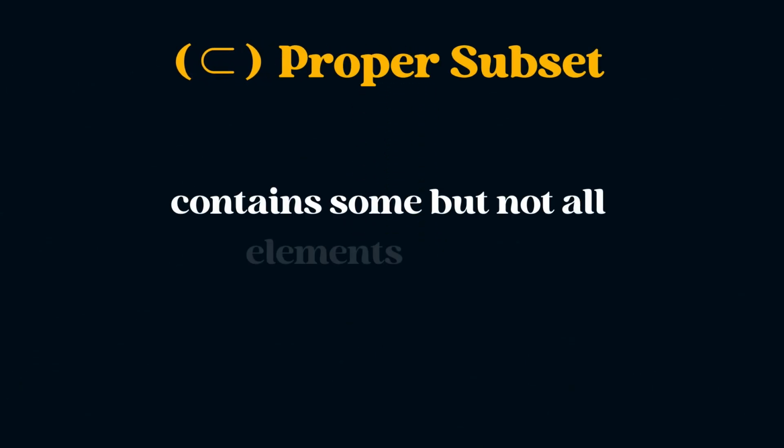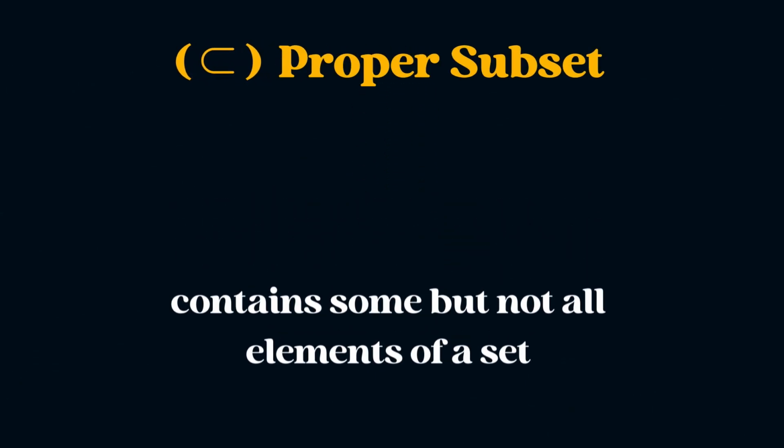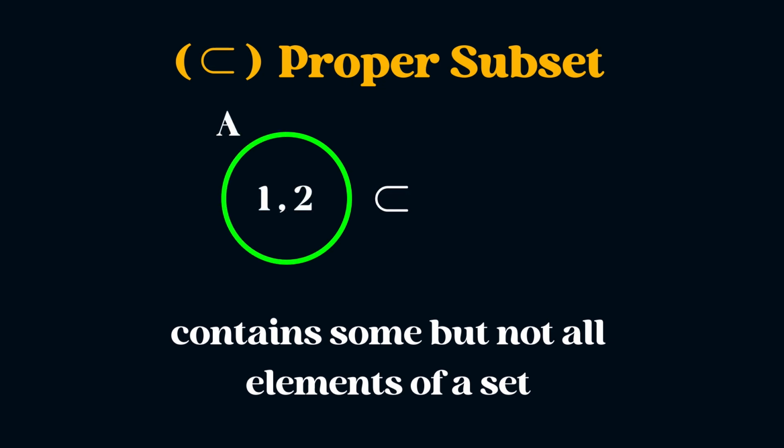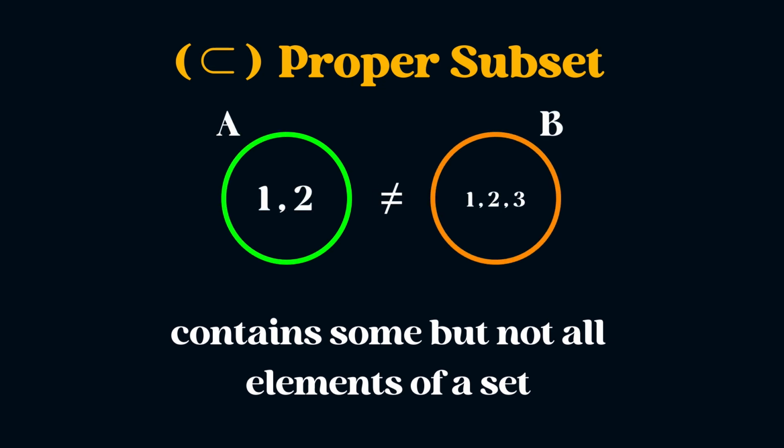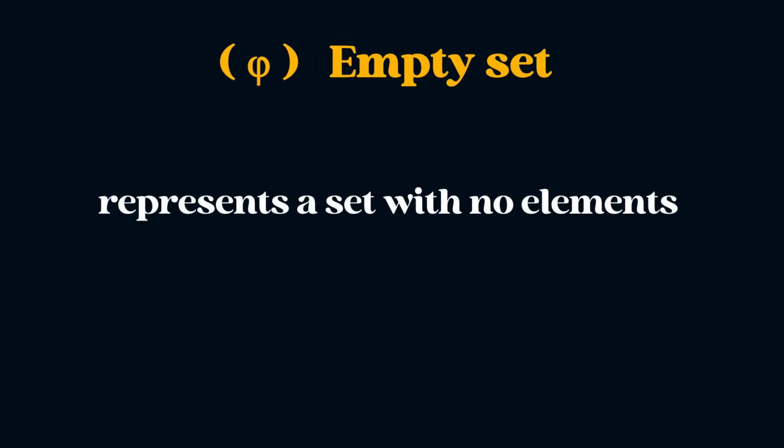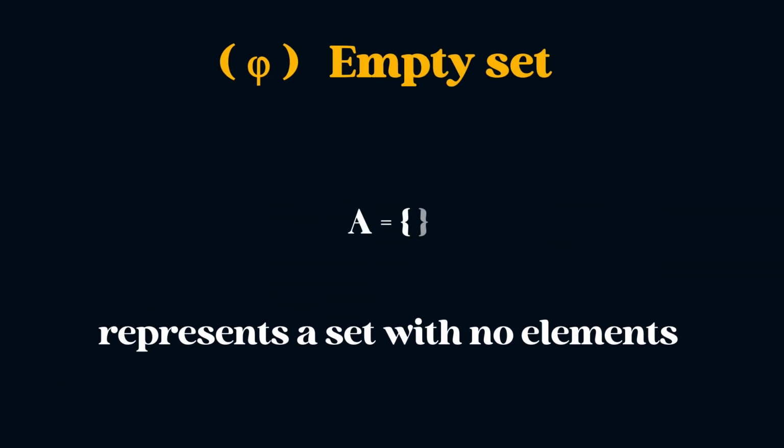25. Proper subset. A proper subset contains some but not all elements of a set. For example, {1, 2} is a proper subset of {1, 2, 3}, but not equal to it. 26. Empty set. This symbol represents a set with no elements. For example, the set of all integers less than 0 and greater than 1 is the empty set.